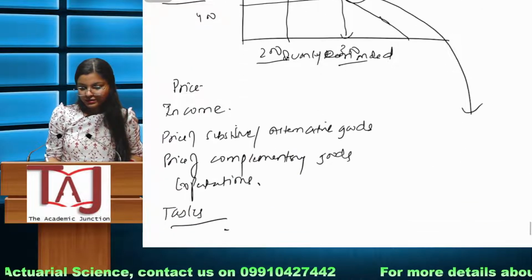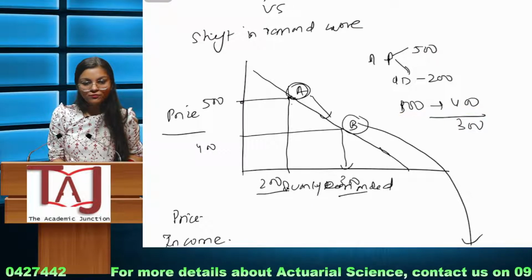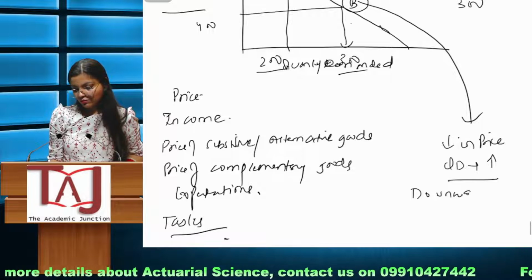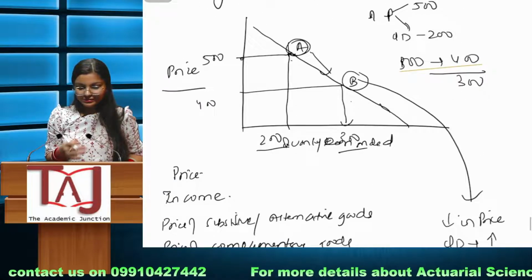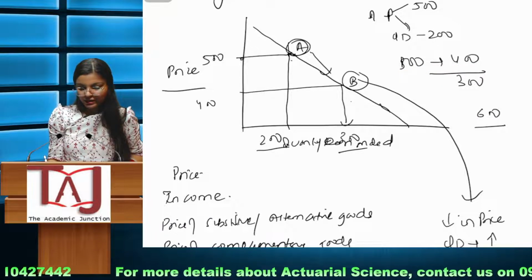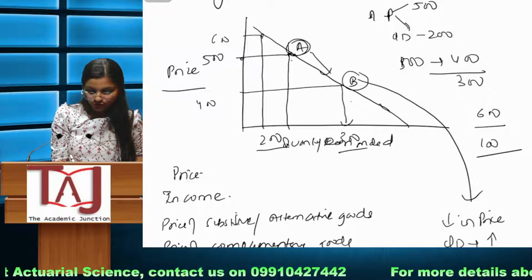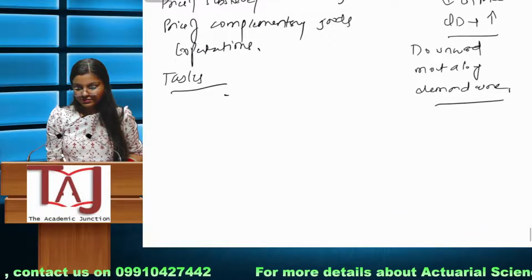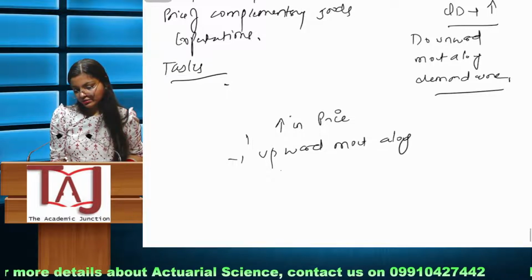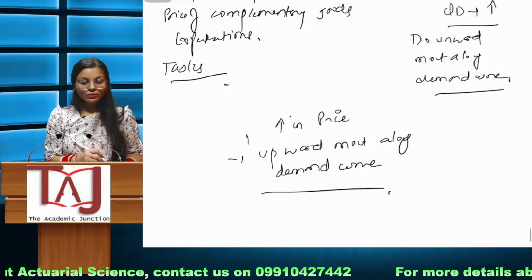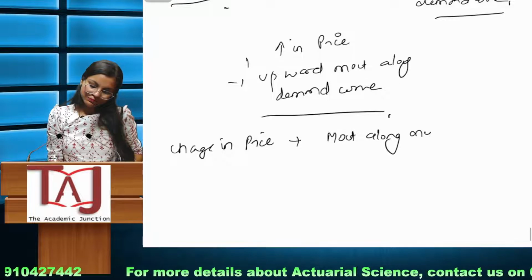Can I say, as a result of the drop in price, quantity demanded has risen and this has resulted in movement from A to B. That means a downward movement along the demand curve. Now let's say the price has risen from 500 to 600 and your quantity demanded has dropped to 100. You have moved from point A to point C. So as a result of an increase in price, there is an upward movement along the demand curve. Whenever there is a change in price, there is a movement along my demand curve.